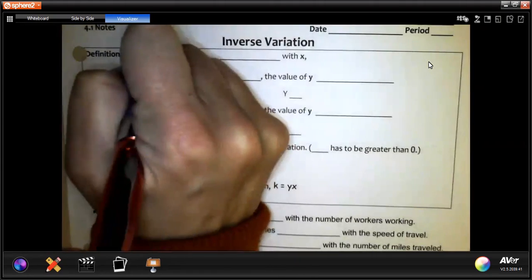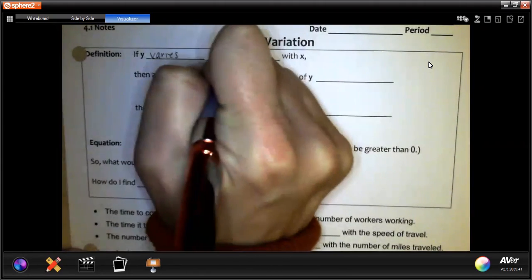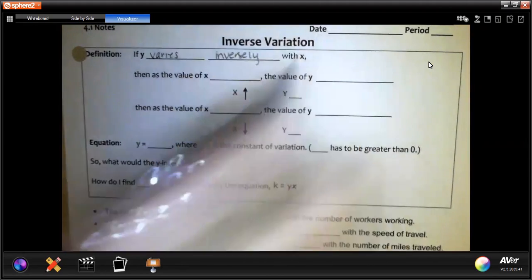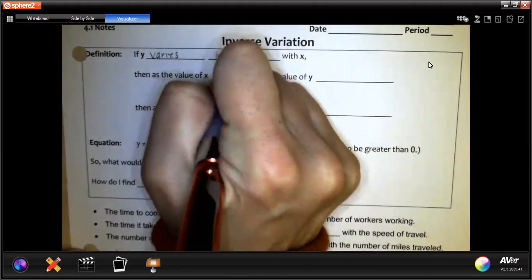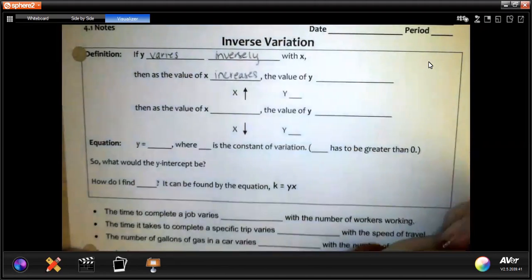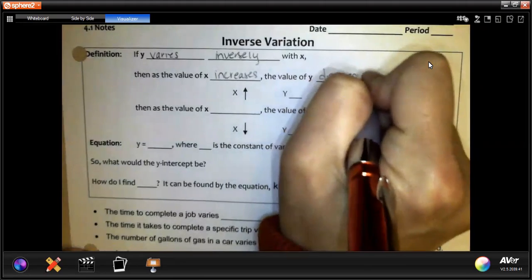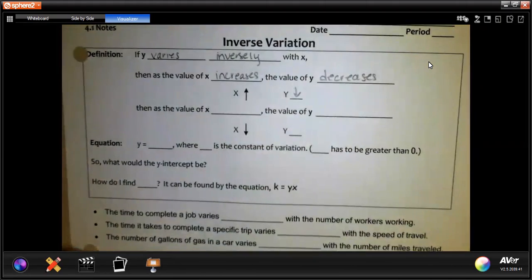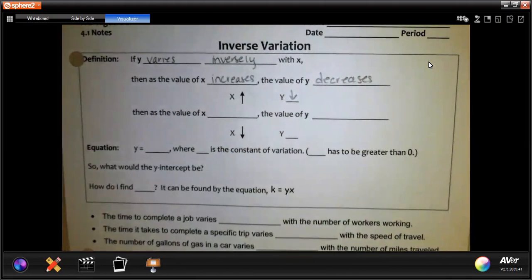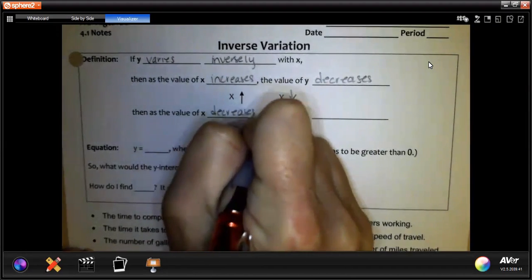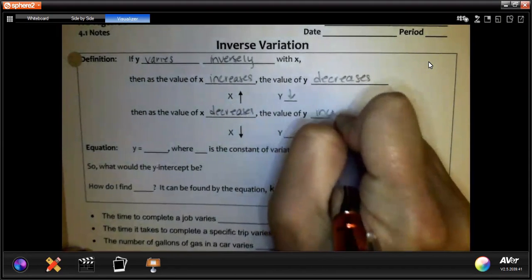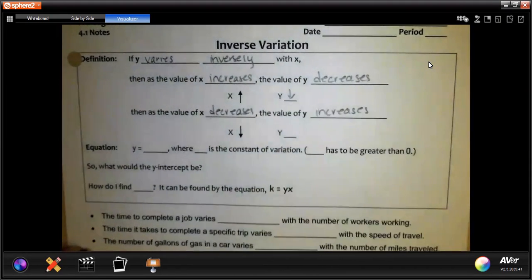So if y varies inversely with x, then as the x increases, the y decreases. So in this case, they're doing the opposite. In direct variation, they were both doing the same thing. Here, when the x is increasing, the y is decreasing. And if the x is decreasing, then the y is increasing. Doing the opposite.